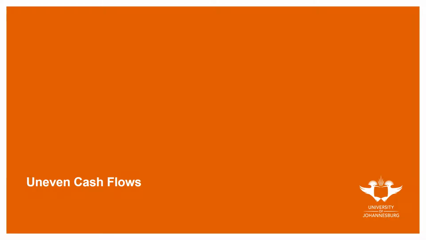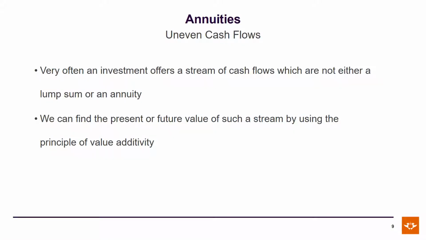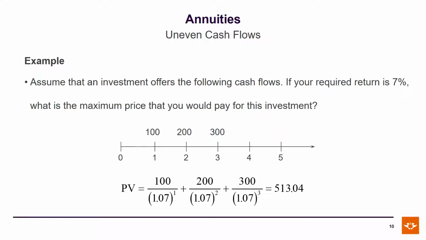Now we're going to look at calculating the value of an annuity with uneven cash flows. So sometimes you get an investment which offers you a regular stream of cash flows, but they're not of equal value. And we can do this using both the financial calculator and the formula, using the principle of value additivity. So if we look at this example, we assume that an investment offers the following cash flows. If you required a return of 7%, what is the maximum price that you would pay for this investment?